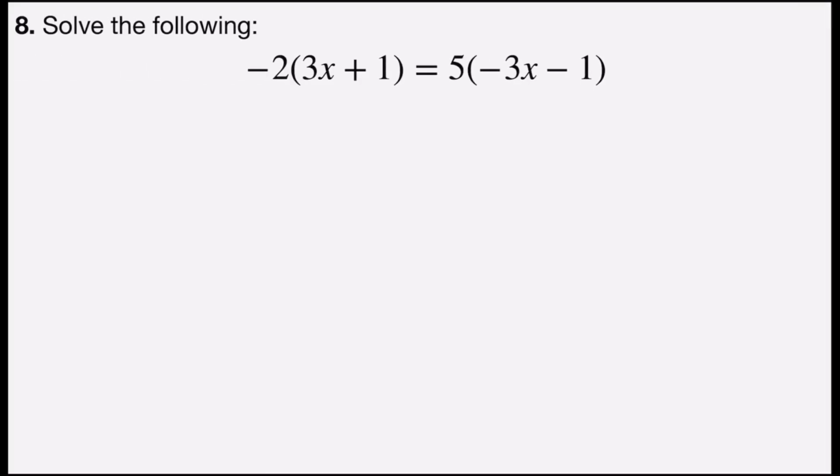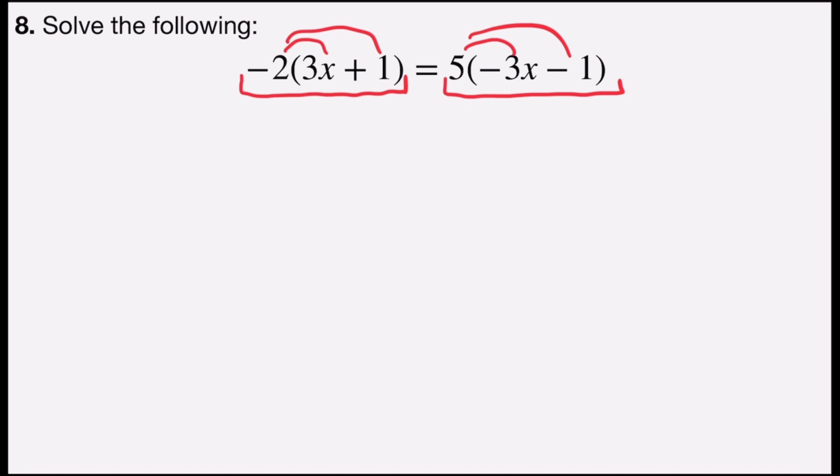Problem number 8 says solve the following. Negative 2 times (3x plus 1) equals 5 times (negative 3x minus 1). So in this problem, I'm going to go through the process and ask, are the left side and right side simplified? And in this case, the answer is no, because I have a distributive property on both sides of the problem. So that's what I'm going to do first.